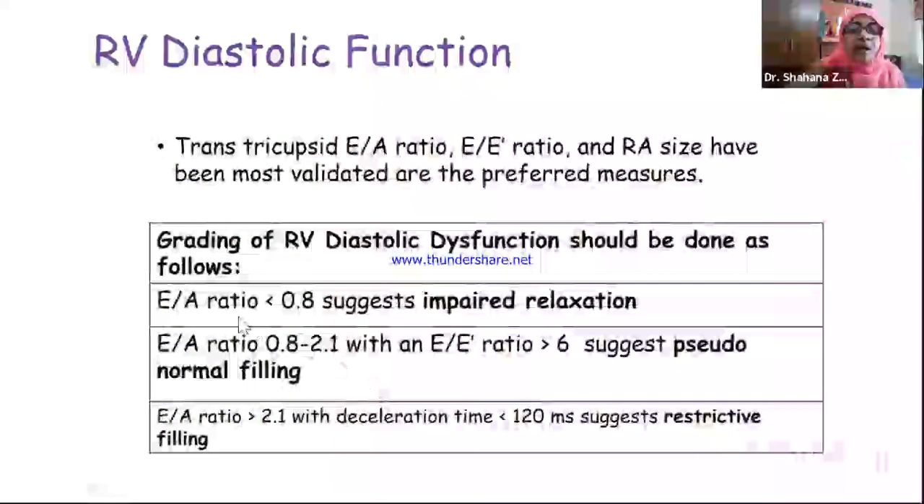We grade as follows: an E/A ratio less than 0.8 suggests impaired relaxation. If the E/A ratio is 0.8 to 2.1 with an E/E prime ratio more than 6, it suggests pseudo-normal filling. If the E/A ratio is more than 2.1 with a deceleration time less than 120 milliseconds, it suggests restrictive filling.